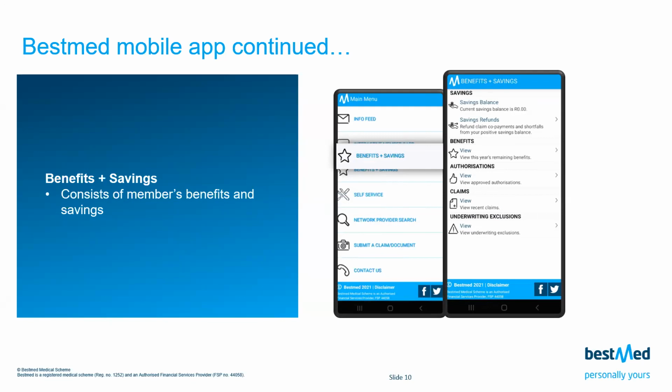Furthermore, on the same benefits and savings heading, you will see the claims button. If you click on that, you will be able to view all your recent claims that you have submitted. You will see if the claim is still pending or if it has been paid already. And then lastly, you will be able to see your underwriting exclusions, if there are any of those linked to your name.